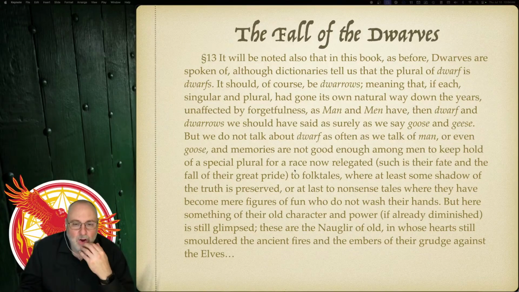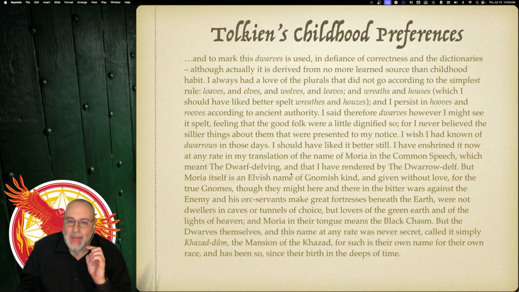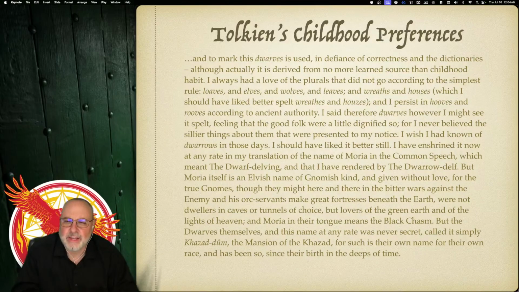He segues from here. I artificially cut this paragraph in half, not only in half the paragraph, but in half that sentence. It ends with a semicolon. These are the Nauglir of old, in whose hearts still smoldered the ancient fires and the embers of their grudge against the elves. And to mark this, dwarves is used, in defiance of correctness and the dictionaries, although actually it is derived from no more learned source than childhood habit. I shifted here to a separate slide because I wanted to focus on Tolkien's discussion and revelations of his own personal preferences.